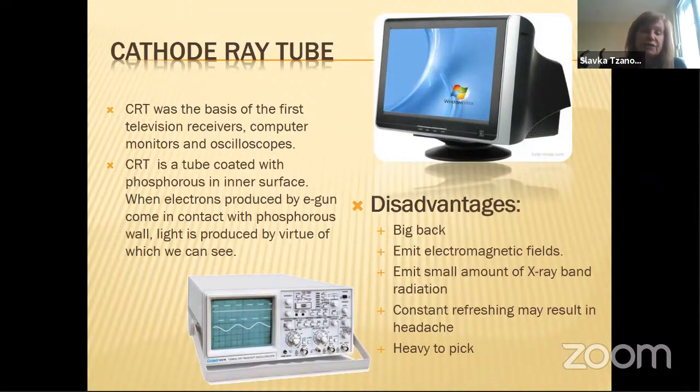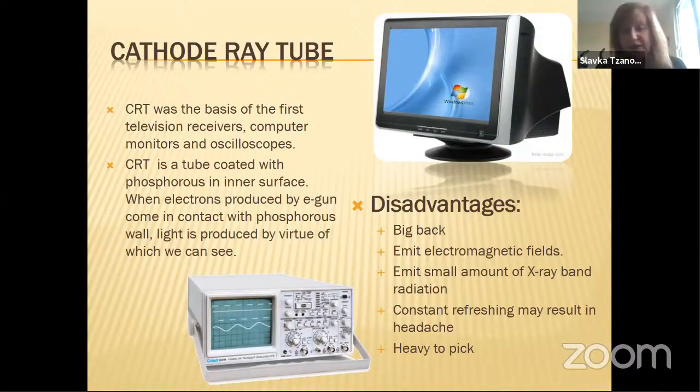So what does it represent? Just again, as history, a tube coated with phosphorus on the internal surface. And the electrons were produced by an electronic gun, and when they came in contact with the phosphorus surface, the light was produced by virtue of which we can see. It had disadvantages. They were very large, big.